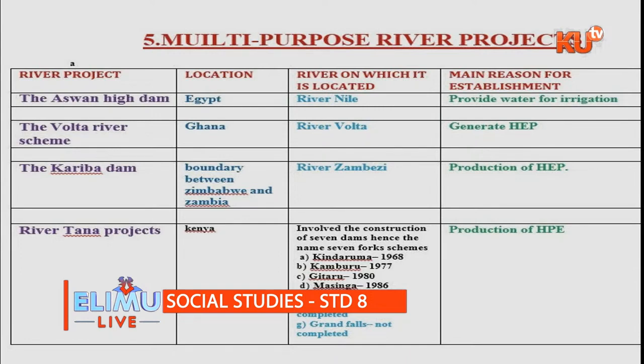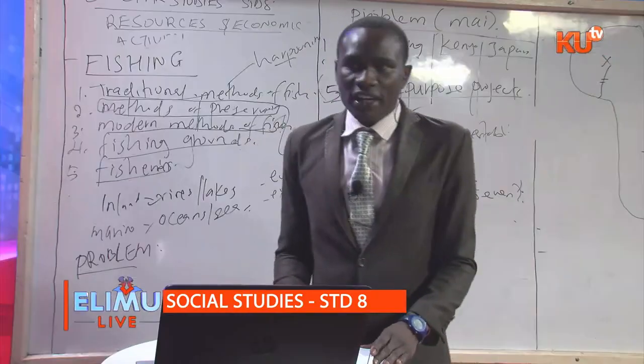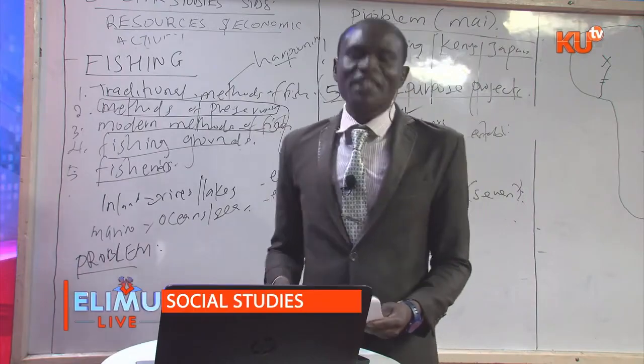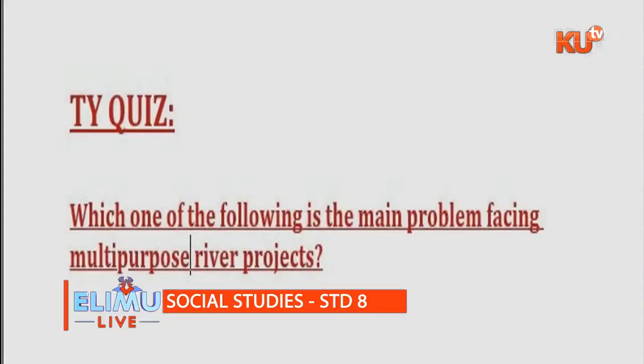So our TY quiz is, use the number that is down there. Which one of the following is the main problem facing multipurpose river projects? So use that number that is on screen to give us the correct answer.